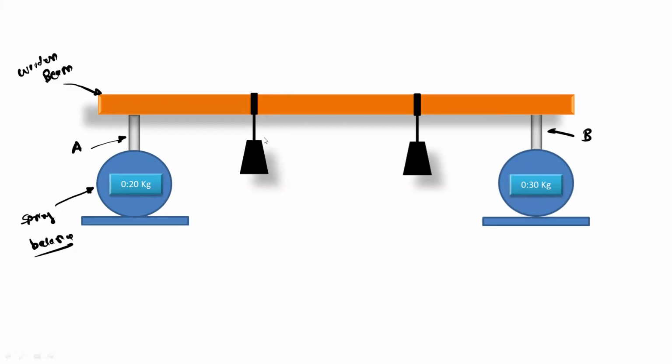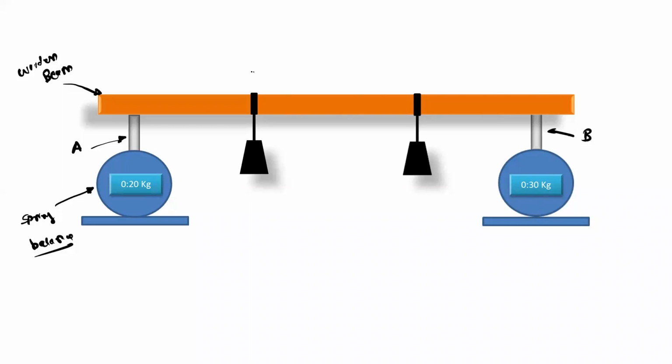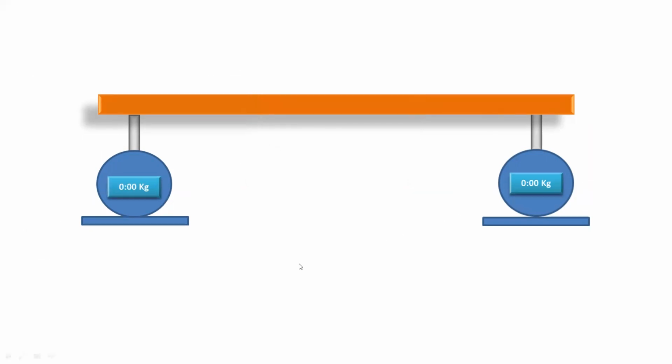Now if I change the position of these two weights, and bring this weight close to the reaction A or the point A, then this reaction will increase compared to this value, and this reaction will decrease. So you can see this change. If I connect the weight close to the support A, then you can see the change. It has become 0.5 kg and this is 0.1 kg.